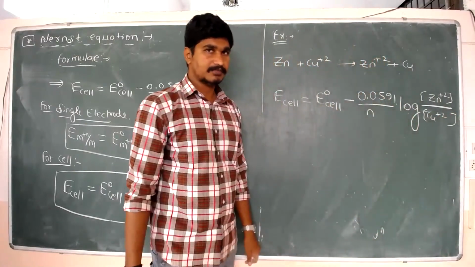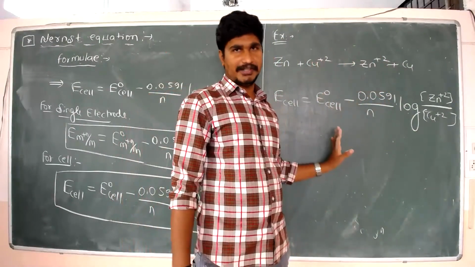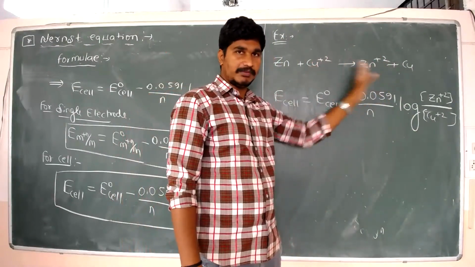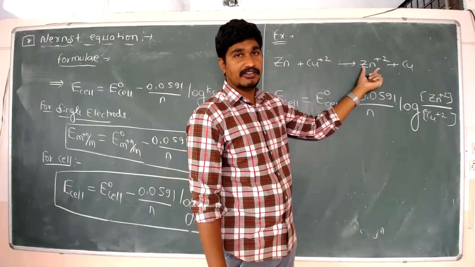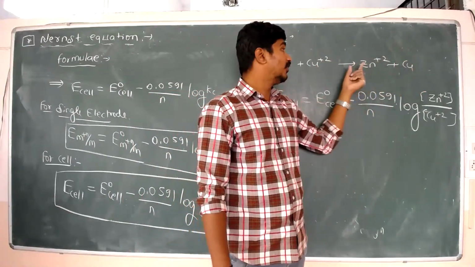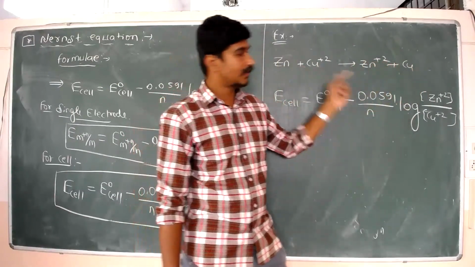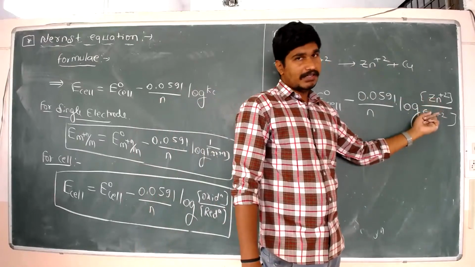Just remember another simple way: product by reactant. You should take only ions. Product by reactant. Product which is an ion: Zn+2 is an ion, not Cu, since Cu is metal, solid. The ion is Zn+2. It is Zn+2 divided by the reactant Cu+2. Product by reactant.